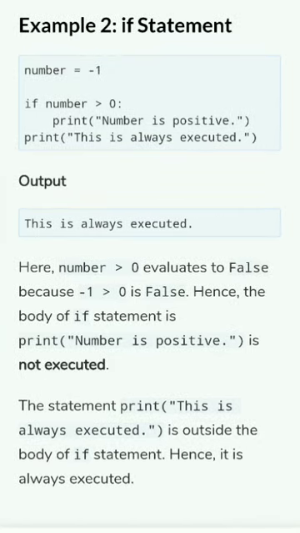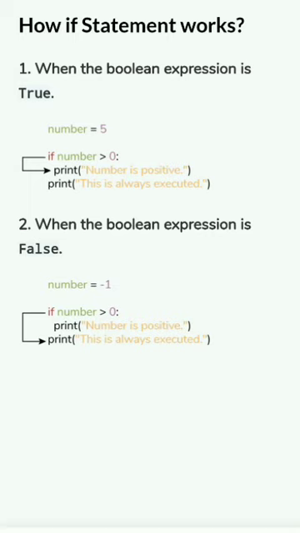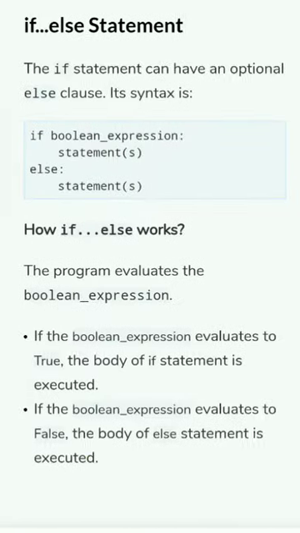So here's example 2 in which number is equal to -1. This is going to be false, so number is positive is not executed, while this is always executed is, because number is less than 0, which is not a positive number. When the boolean expression is true, as in the first case, the block of the if statement runs. In the second case, where the if condition was false, number is positive is never executed.